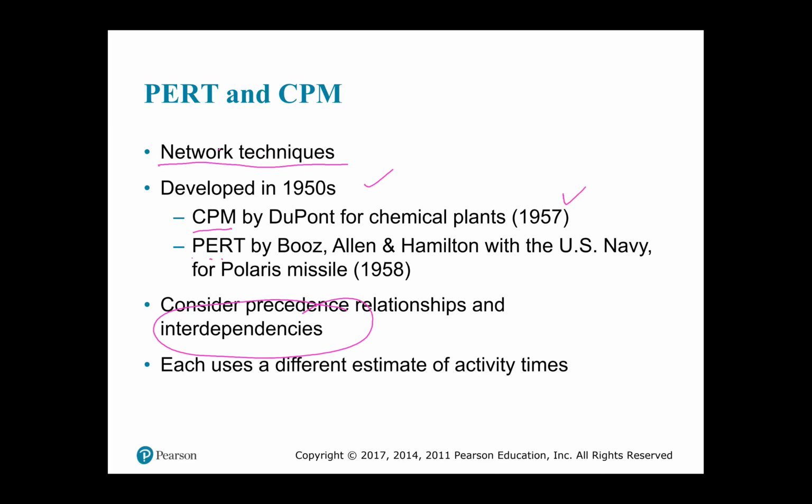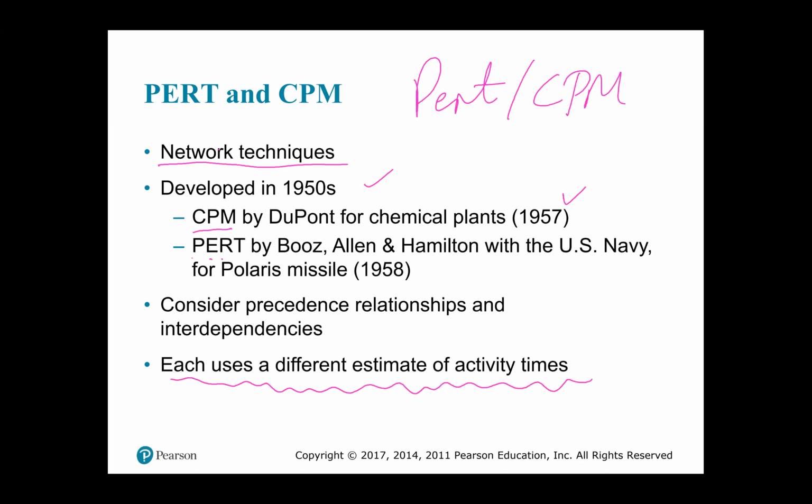Now, both PERT and CPM consider precedence relationships and interdependencies. So even though they were developed for different things, we usually call them just PERT CPM. Oftentimes you'll see them written with a dash in between, as PERT/CPM. Now, the major difference between the two, however, is that each uses a different estimate of activity times.